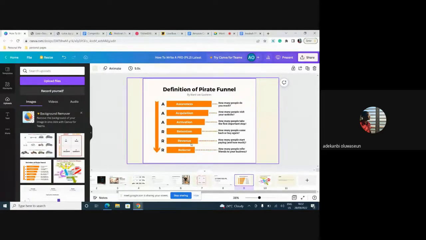So that's why the final element is critical, right? Awareness, acquisition, activation, retention, revenue, and referral. Put this at the back of your palm. Very important. Very, very important.